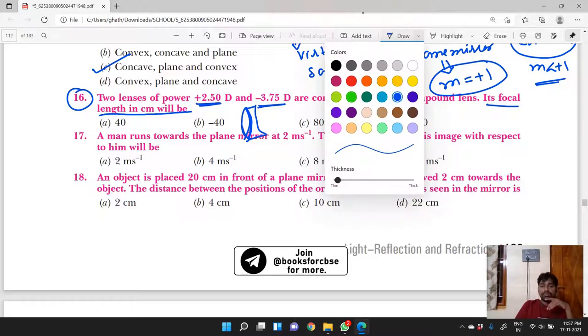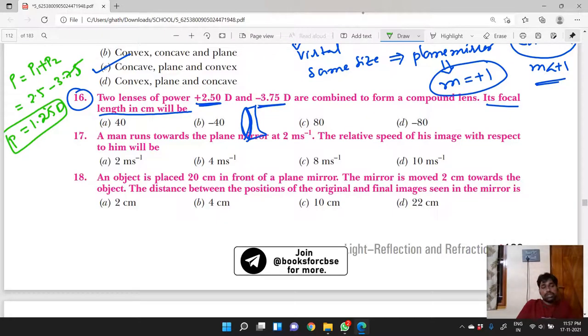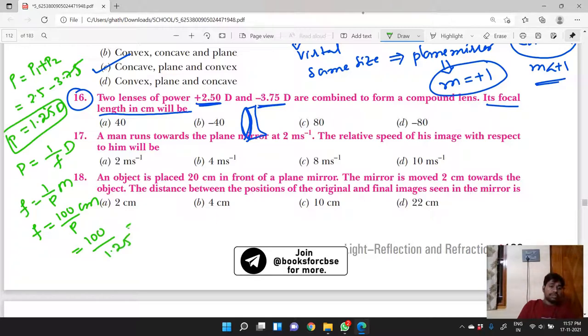For that, you have to be aware of the total power formula. Here the powers are given, and when two lenses are combined, total power is equal to P1 plus P2. P1 is 2.5 minus 3.75. On subtraction we get minus 1.25 diopters. The SI unit of power is diopters. Power is the reciprocal of focal length in meters, so focal length is equal to 1 by power in meters. In centimeters, it is 100 by P centimeters. So 100 by 1.25, which can be written as 100 by 125 by 100.